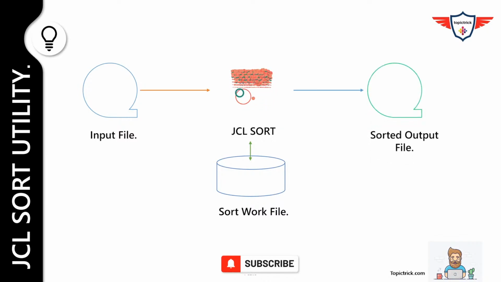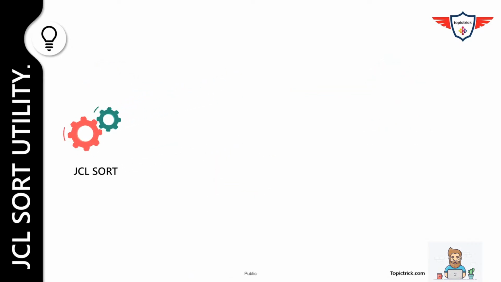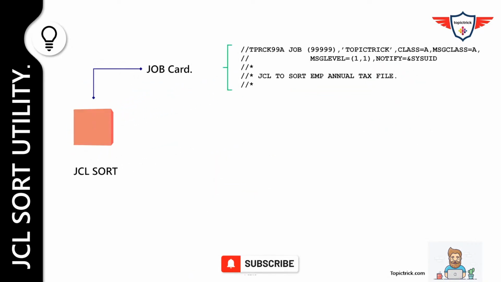After that, you have the sort work file. So the JCL SORT utility actually uses this file for internal processing, right? And the outcome of the entire operation will be written into your output file. And the selection criteria is specified with the help of SYSIN card.